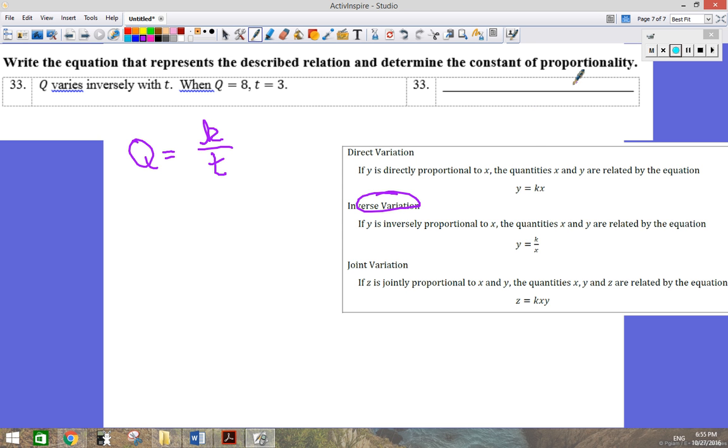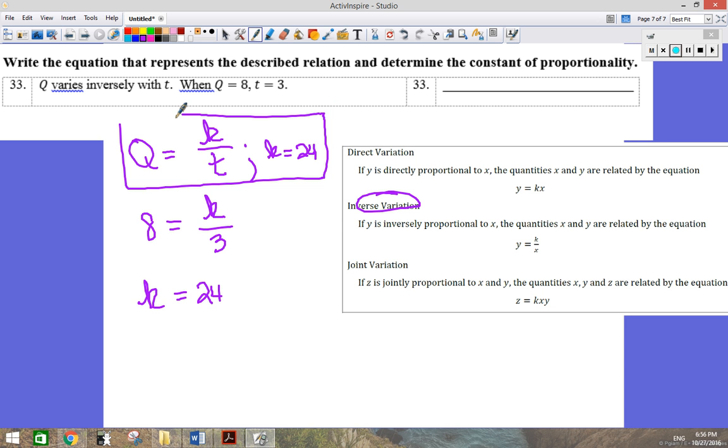They also want the k, the constant of proportionality. So this next sentence provides me enough information to figure out what that k is. They're telling me that when q is 8, the t is 3. So if I multiply both sides by 3, I can solve for k, and that makes sense that 24 divided by 3 is 8. So this k, this constant of proportionality, is 24. That's what they were asking for, the equation and the constant.